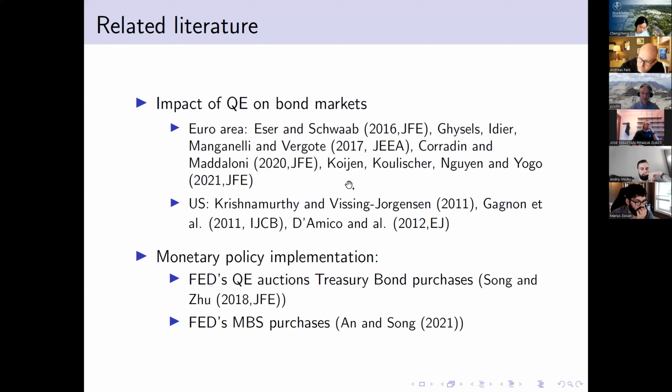I'm going to skip the literature, since I think I have only 45 minutes for my presentation. But I want to point out that there are also two very nice papers that we found, and probably others, but those are the ones we're aware of, that look at the QE asset purchase program also from a microstructure perspective, and that also find that in the US there is some evidence of market power exerted by dealers to extract some rents from these transactions.